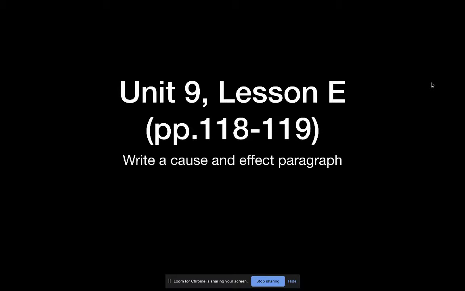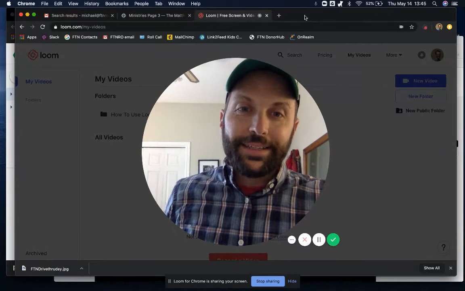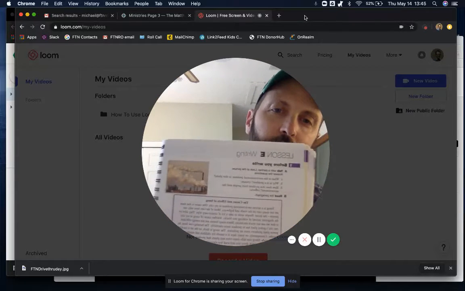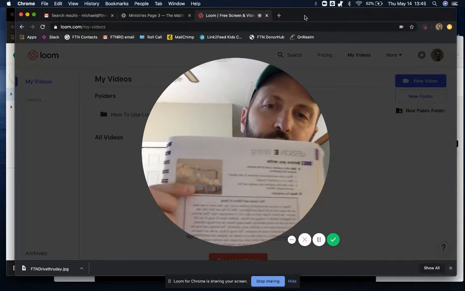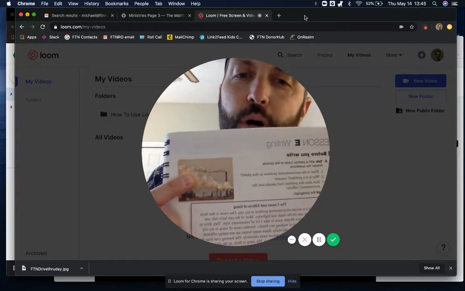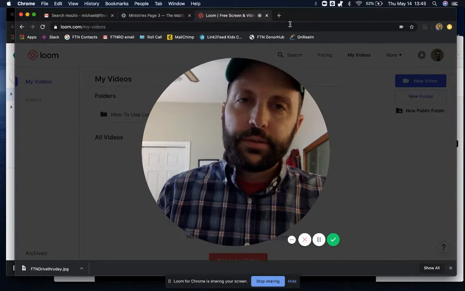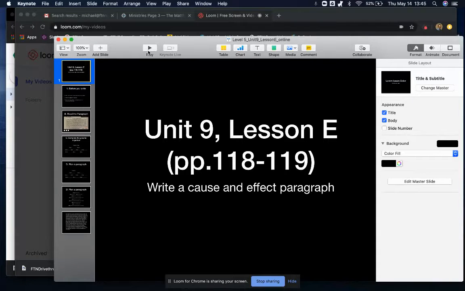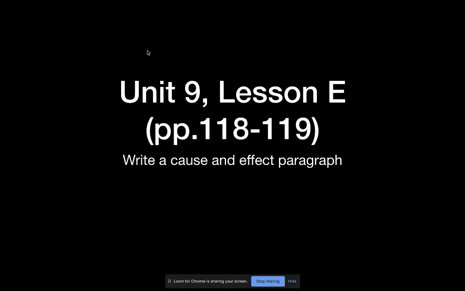So we're on Unit 9, Lesson E, and in your book, it's pages 118 to 119. In fact, just so everybody sees it for a minute, let's go back to me. It's this page where we have our writing lesson. So you should see this picture here with all the bad smog coming out of those factories. All right, so let's go back to the lesson here. So Unit 9, Lesson E, pages 118 through 119. Your goal, the objective actually, is to write a cause and effect paragraph.